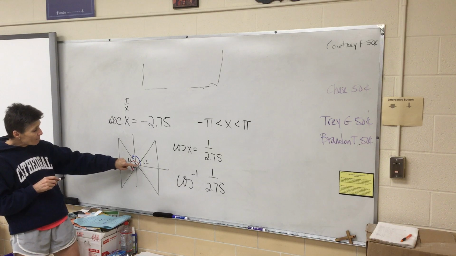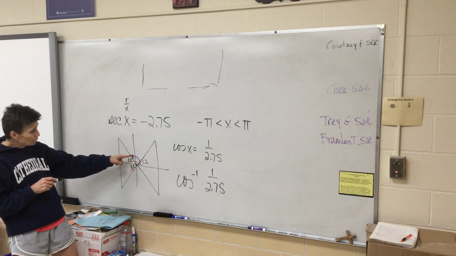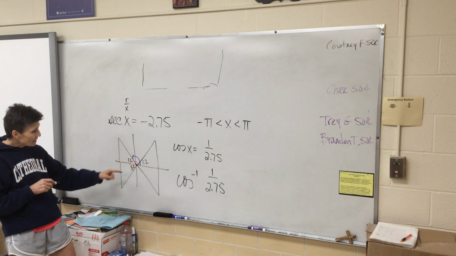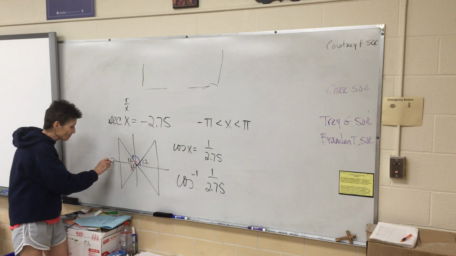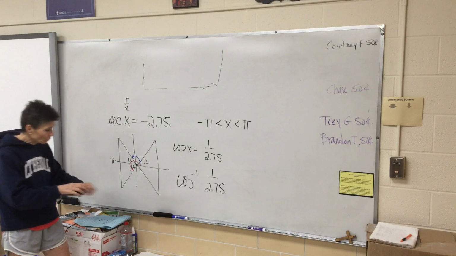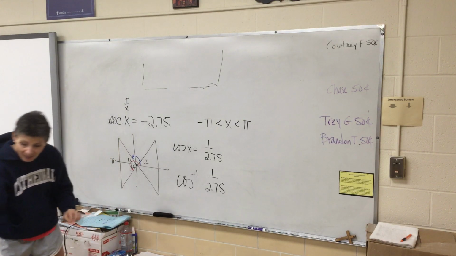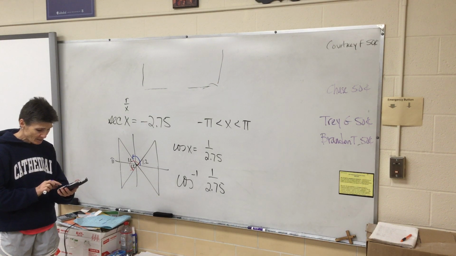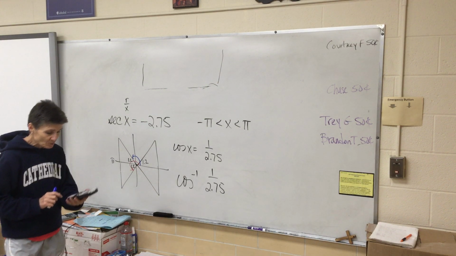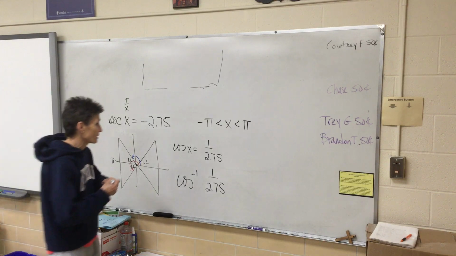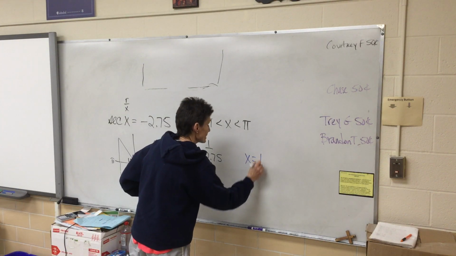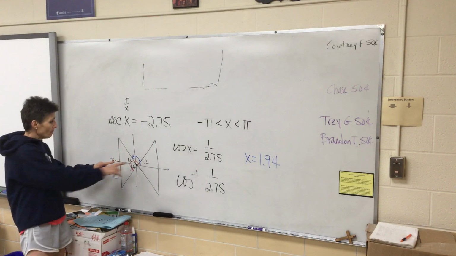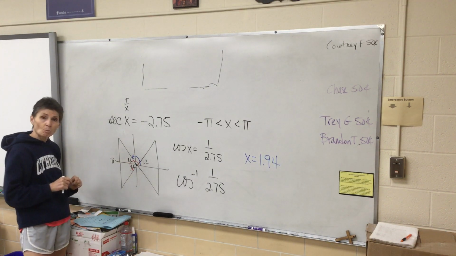So I need to know the measure of this blue angle. Remember, this is pi. So won't the measure of the blue angle be pi minus 1.2? Pi minus 1.2, so that's 1.94. So one of my answers is 1.94. That's the blue one. Pi minus 1.2.